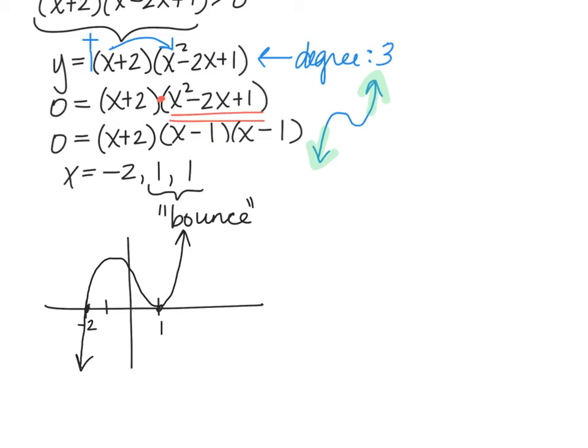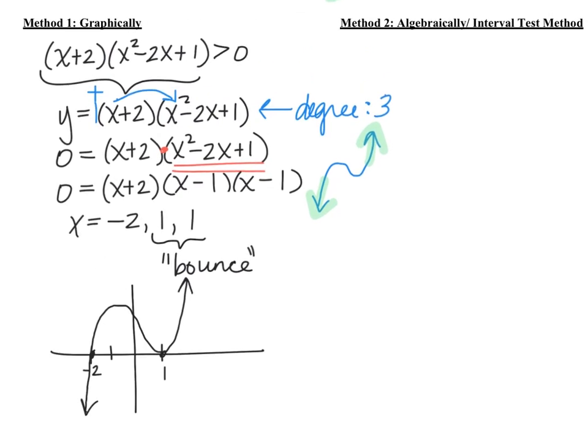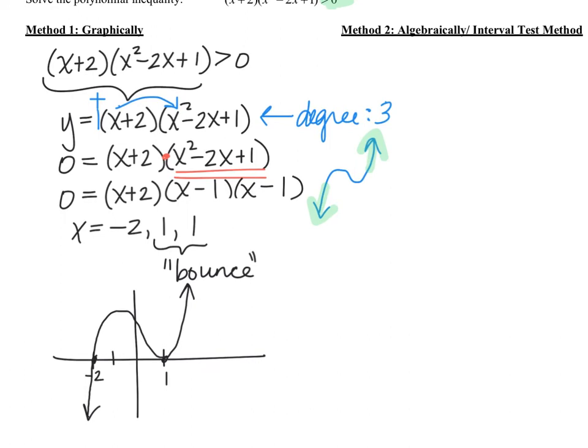Now we are going to use our graph to solve the original inequality. The original inequality is set greater than 0. Greater than 0 means we're looking for y values that are greater than 0, which means we are ultimately interested in the portion of the graph that lies above the x-axis. If you have a highlighter, grab it and highlight the portions of the graph that lie above the x-axis. In this case, it would be this entire portion of the graph that lies above the x-axis.